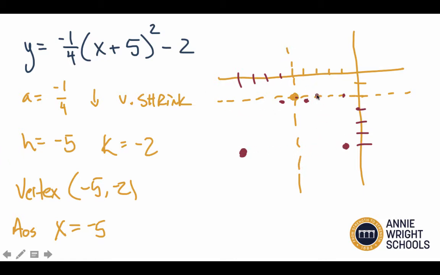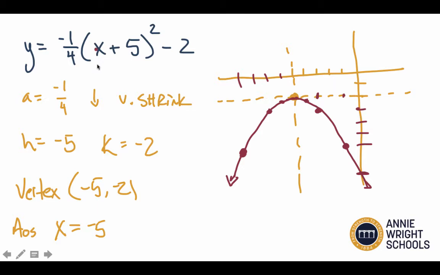Another nice value is 2, and 2 works because if you square 2, you get 4. So 2 squared is 4. 4 times negative 1/4 is negative 1. So I get a negative 1 here, and I get a negative 1 here, and I have this vertical shrink, and it's also opening down. Good?